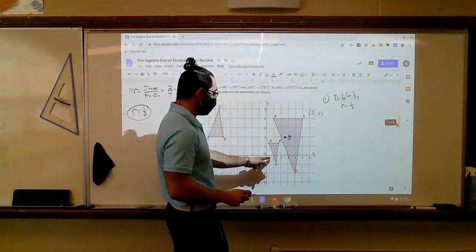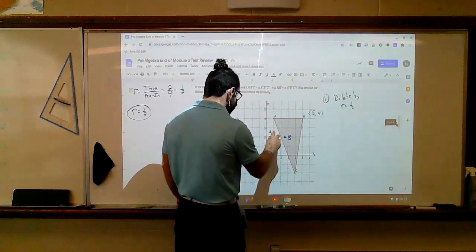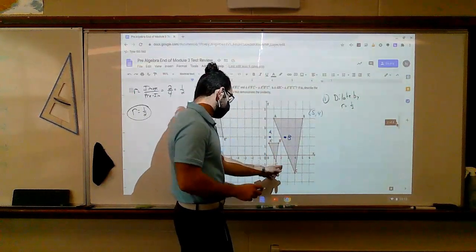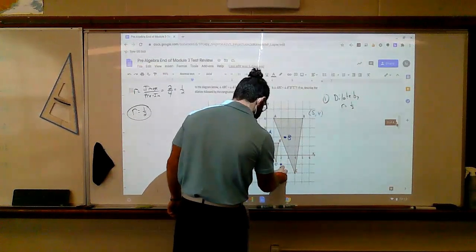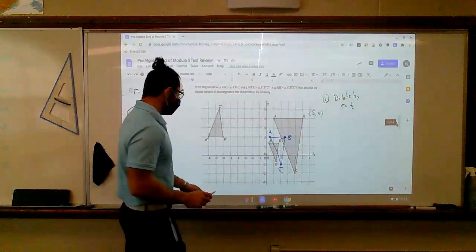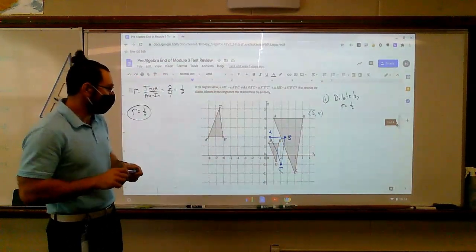A is at 1, 4, which comes to 1/2, 2. There's A. C is at 4, -2, which goes to 2, -1. There's C. As I look, this is now the same size as this one. We've done well. Hooray for us.